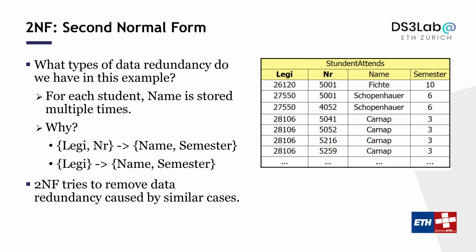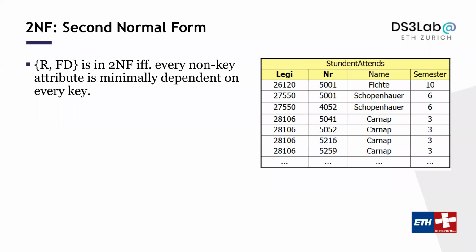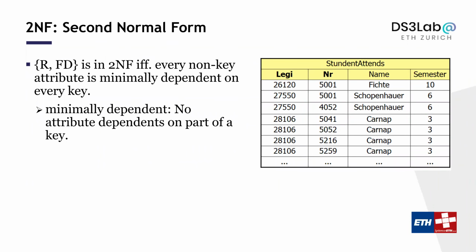So second normal form tries to remove data redundancy caused by this. We say a relational design is in second normal form if and only if every non-key attribute is minimally dependent on a key. So what do we mean by that? By minimally dependent, we mean that there's no attribute that depends on part of the key.